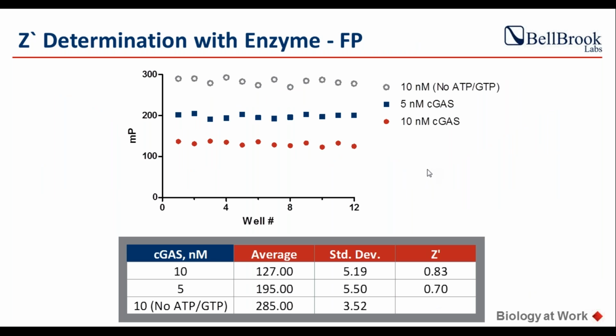Now, Z prime determination. We're showing a couple concentrations here, 5 nanomolar and 10 nanomolar, and here is, in the absence, it's again cGAS, but no ATP or GTP. This gives a good window for you to unambiguously identify your hits when you run a screen. This experiment just shows the well-to-well variability. We take N of 12 or N of 16 and run these controls and determine the Z prime. So in the enzyme reaction, you can easily produce a Z prime of 0.8, 0.7. A Z prime greater than 0.5 is considered really good for a biochemical screen.